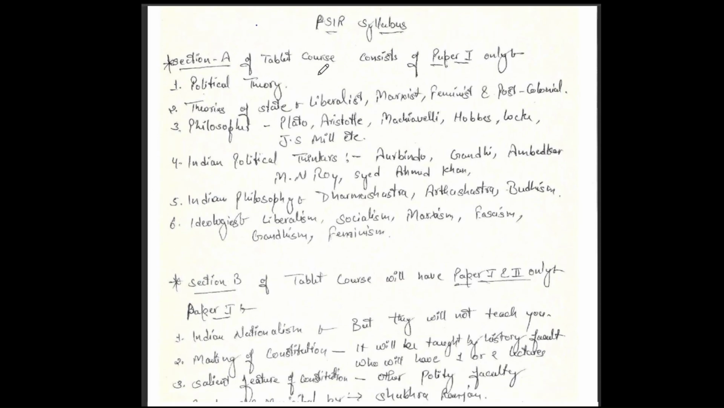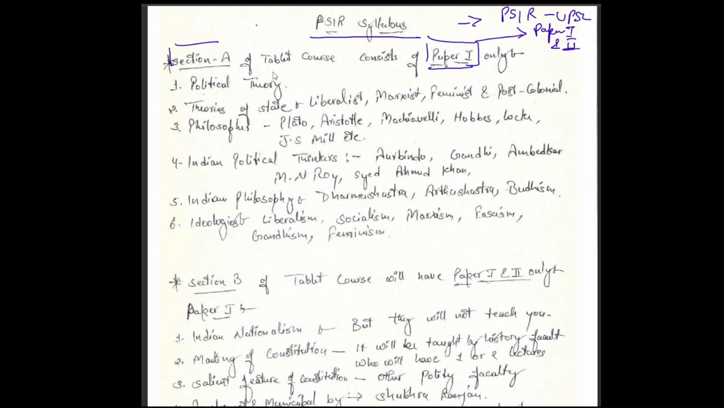And here it is, the PSR syllabus. In section A, we have paper 1 solely. That means you have your own PSR syllabus which is given by the UPSC, and it is divided between paper 1 and 2. So section A of the tablet course of Shubhra Ranjan ma'am consists of paper 1 of UPSC. I think now you have understood what it is.